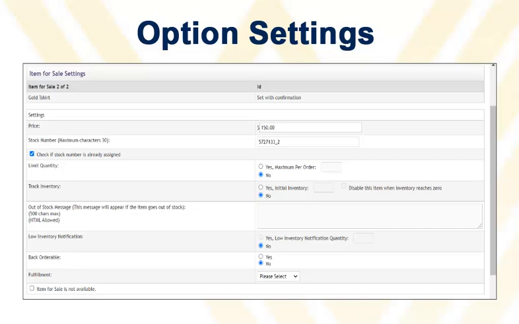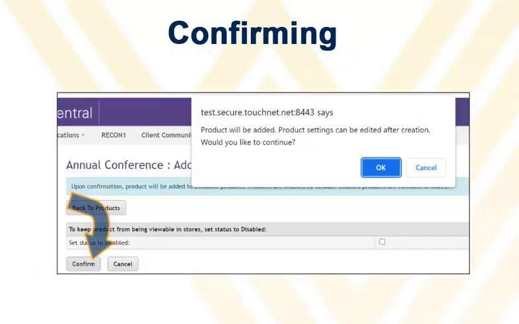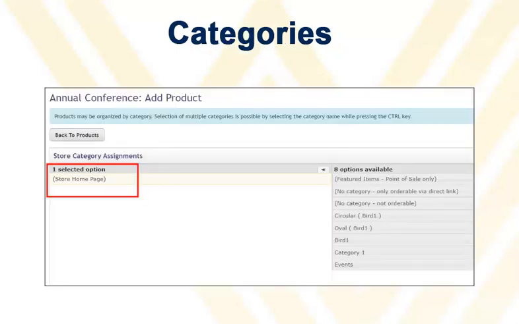Complete the same fields for all options. Click Confirm and then OK. The product will automatically be listed on the home page. However, you can choose a different category that has been set up for you by ITS.